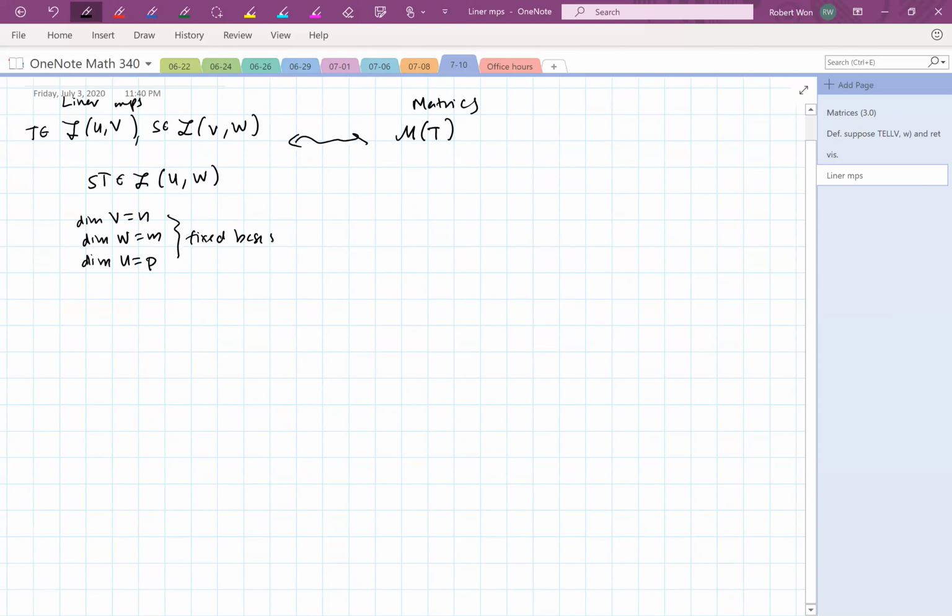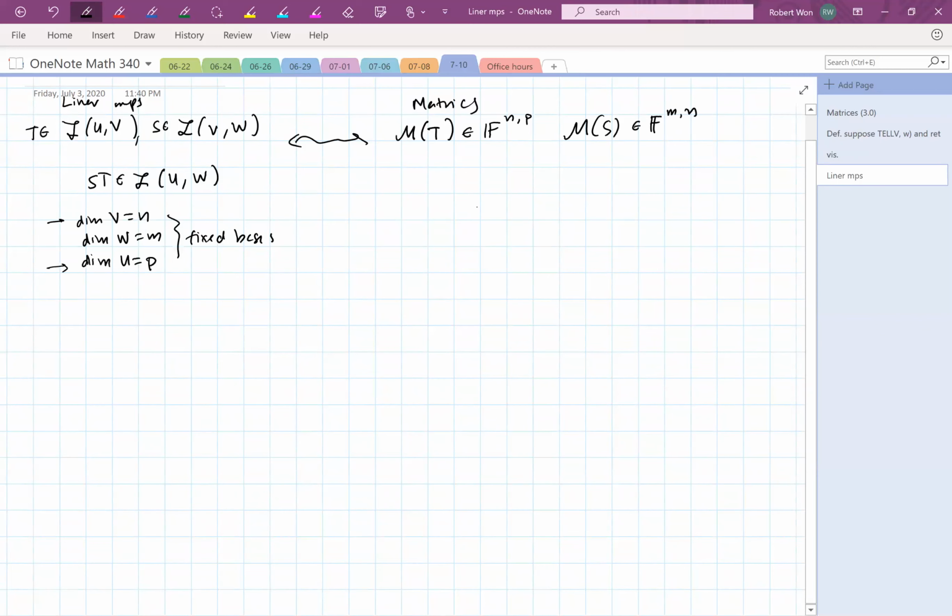Now t goes from u to v. Sorry, I want to set this up so that the notation is the same as your book. This should be fine. So t goes from a p-dimensional vector space to an n-dimensional vector space. So this is in F^(n,p). S goes from an n-dimensional vector space to an m-dimensional vector space. So this one is in F^(m,n).